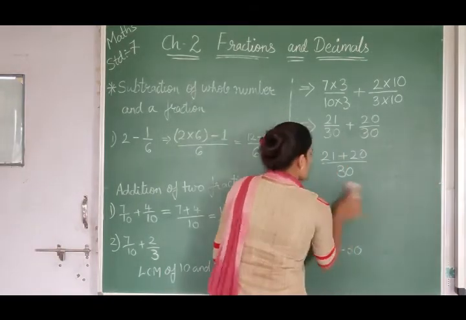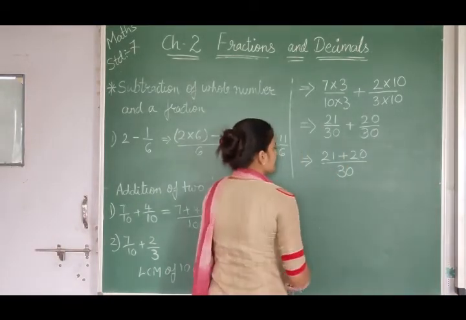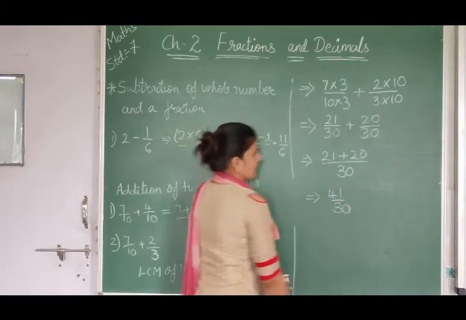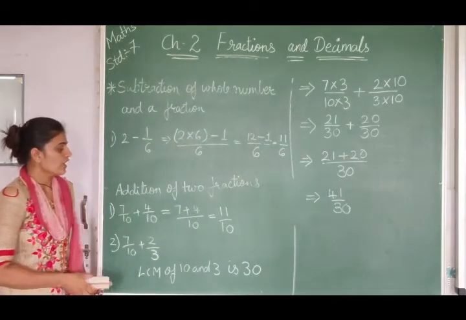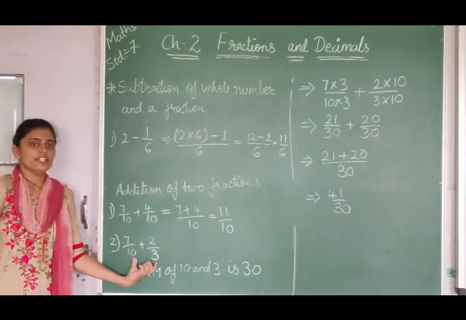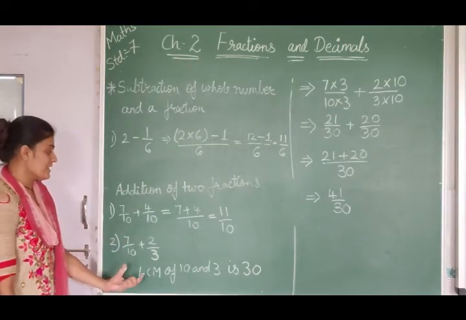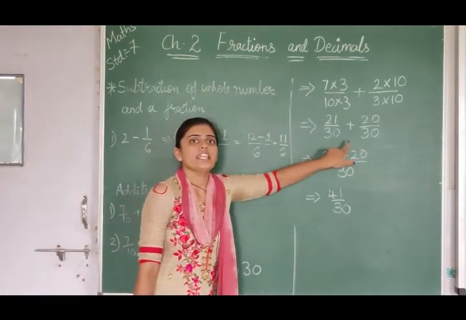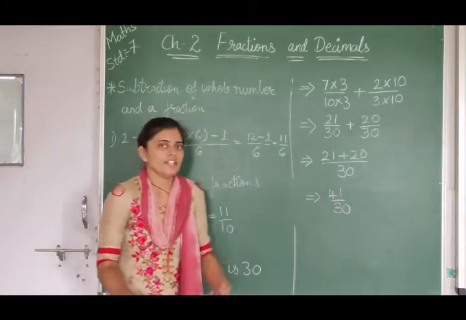So the final answer we are getting is 41 by 30. So when you are not having the denominators equal, then what you have to do? You have to take the LCM of both the denominators and make the denominators equal. After that, the addition is very simple.